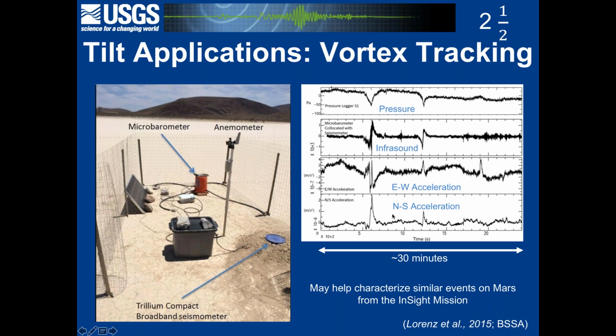signal here, which looks like an east-west and north-south acceleration. And here they're actually using the signature of this tilt to try to get a trajectory of the vortex and get some of the characteristics of the vortex, like how large it was, what the pressure drop in the center of the cyclone was. And the idea of the application of this is that currently we're sending a seismometer to Mars on the InSight mission, and perhaps this could be used to identify similar vortices on the Martian surface.